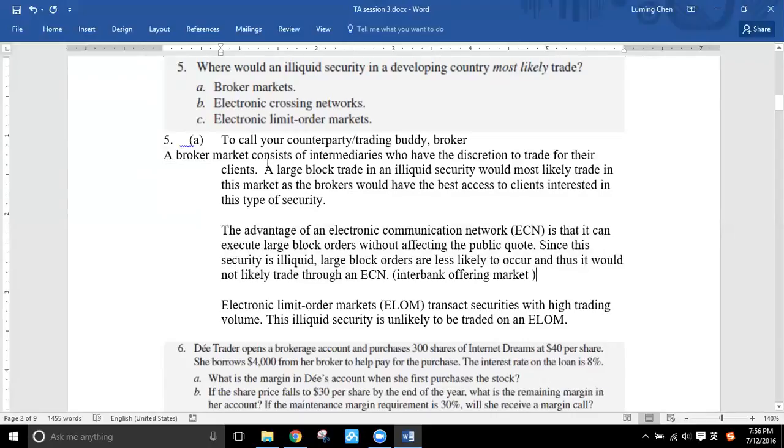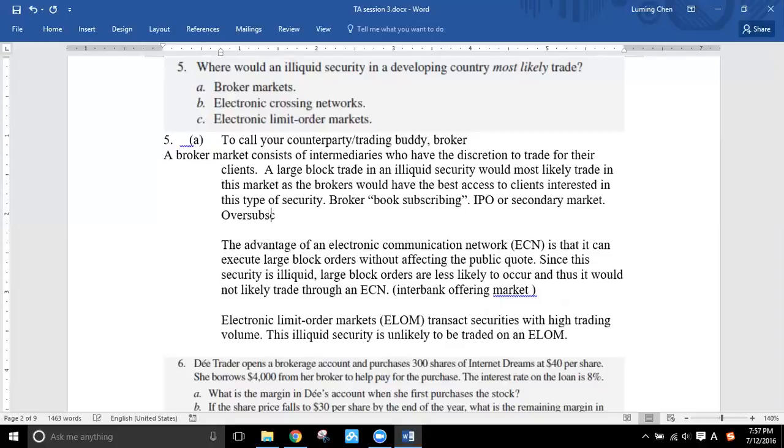Just in addition, in this formal definition, why do we need a broker? Because a broker can do a perfect job in the activity called book subscribing. This is used in IPO and also in secondary market. So if it's over subscribed, we can know that it's in high demand.